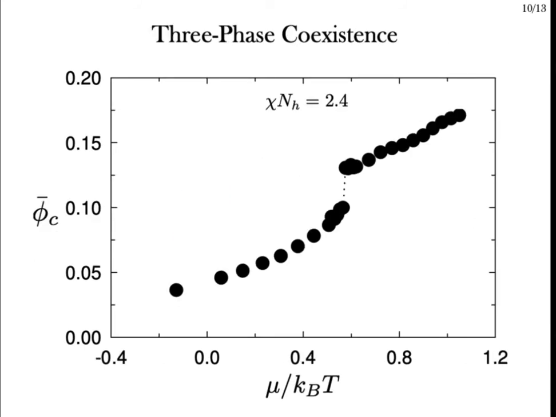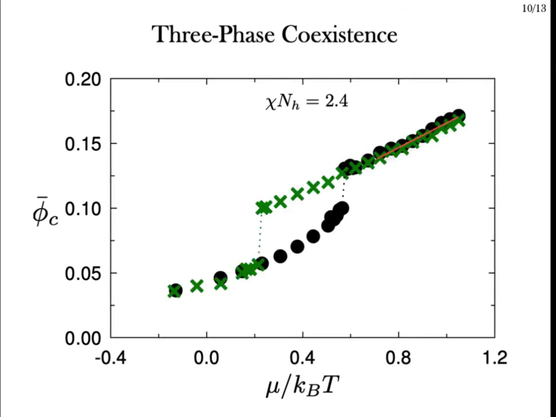We conduct these simulations at a given chemical potential mu, and we calculate the average copolymer concentration. Starting from a low mu, we gradually increase the chemical potential, which also increases the copolymer concentration. Eventually, there's a sharp jump in the concentration, which suggests that there's a first-order phase transition here. Starting from a high mu, we can slowly decrease the chemical potential, which also decreases the copolymer concentration. Once again, we see a sharp change in the concentration.